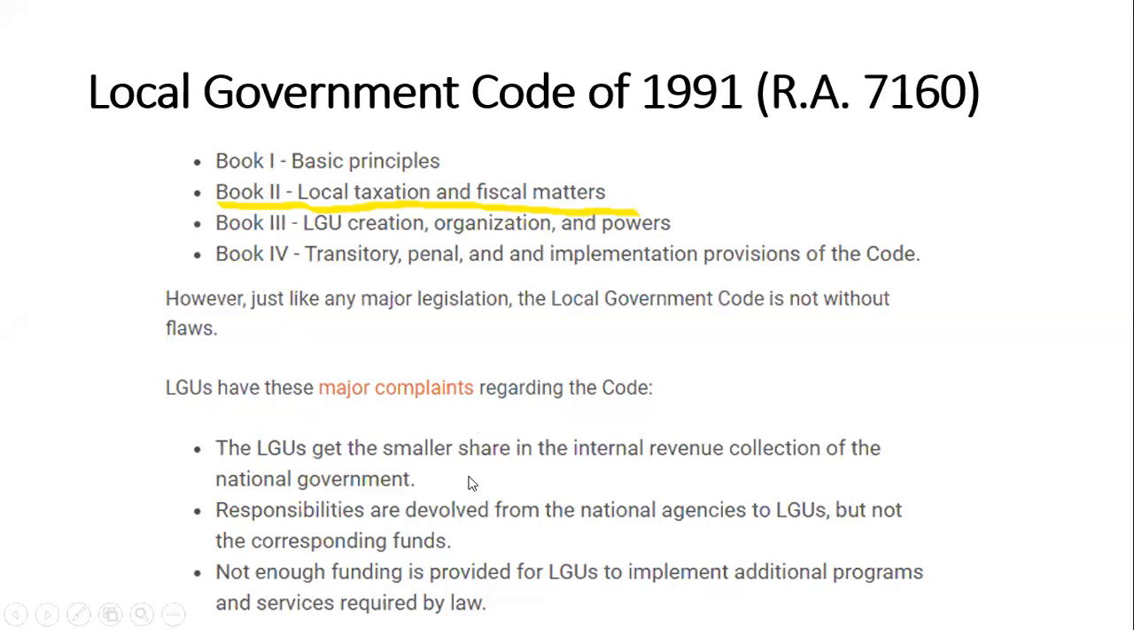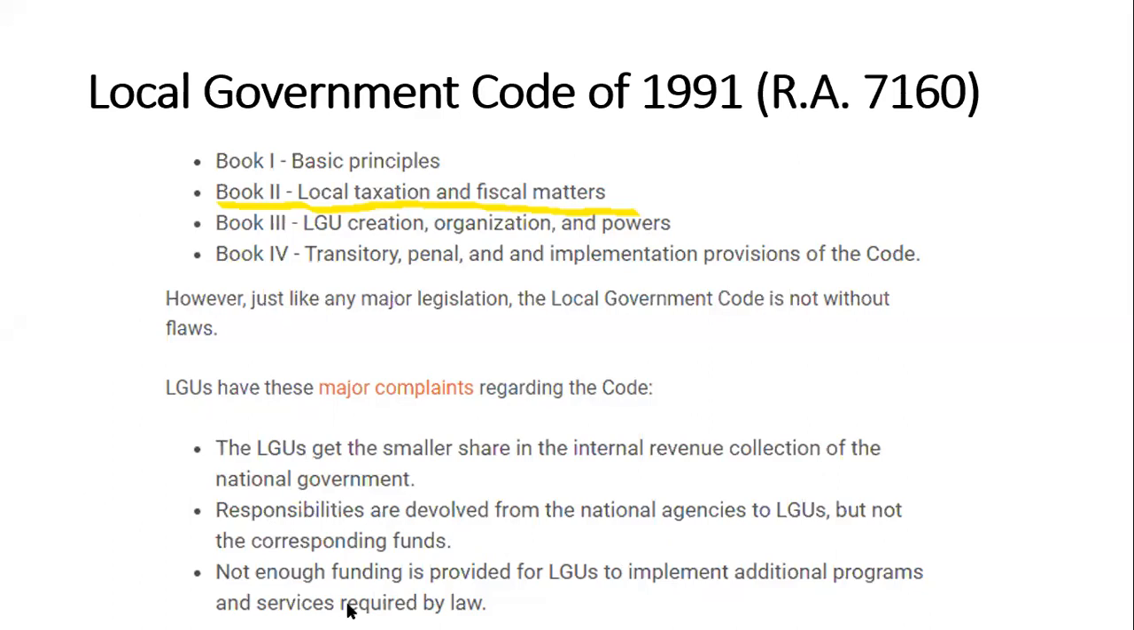Well, the LGUs get smaller share. Remember, share of the national government is 60%, and LGUs are only 40%. Okay, so in the second reason, responsibilities are devolved from the national agencies, or it's like taken from the national agencies and transferred to LGUs. Like they are saying, you know what, you know better in your locality, so you improve your locality. But then they would give only small funds, no? That's 40% internal revenue allotment.